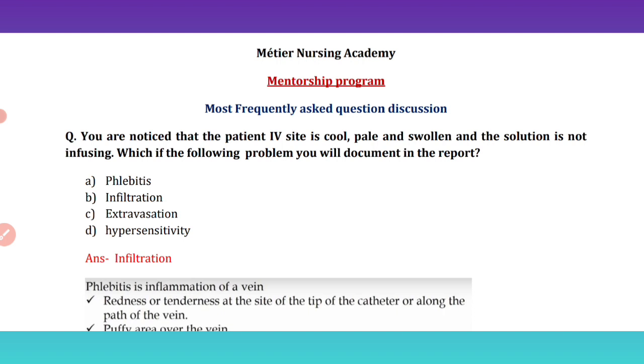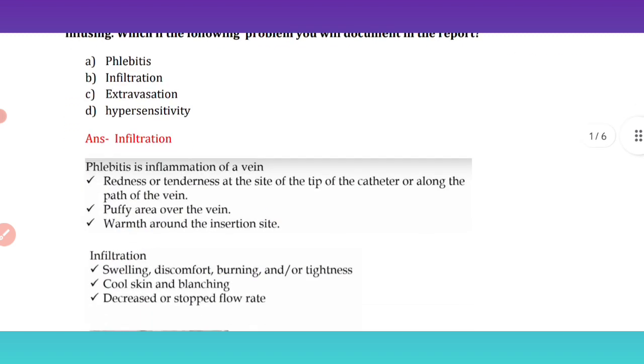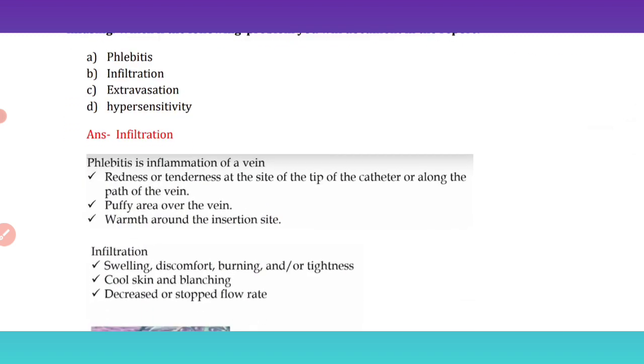So what are the other options they have given here? Phlebitis, extravasation, hypersensitivity. So let's discuss the rationale for each and every option. The first one is phlebitis. What is phlebitis? Inflammation of the vein. In phlebitis, the most common manifestations are redness along the path of the vein. Along the path of the vein, that is the keyword. Erythema will be there along the path of the vein. Apart from that, a puffy area will be there over the vein, and warmth will be there. Whereas in infiltration, as I have said, coolness will be there. Whereas here, warmth will be there.